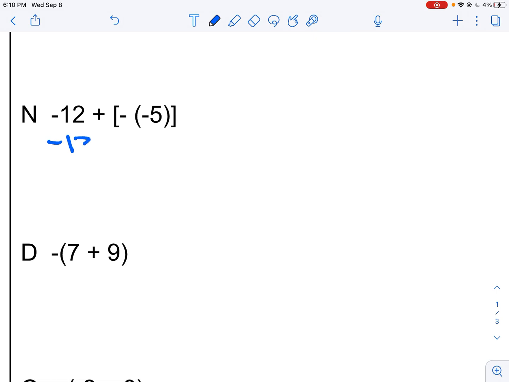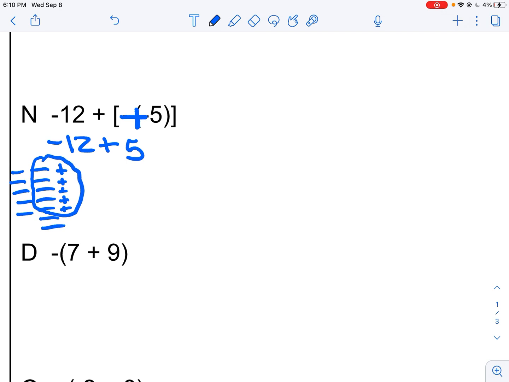Then I have negative 12 plus, and again, it does the same thing. This turns to a plus 5. Now, I have 1, 2, 3, 4, 5, 6, 7, 8, 9, 10, 11, 12 negatives. I have 5 positives. These all cancel out. Remember, that all cancels out. What's left? A negative 7.